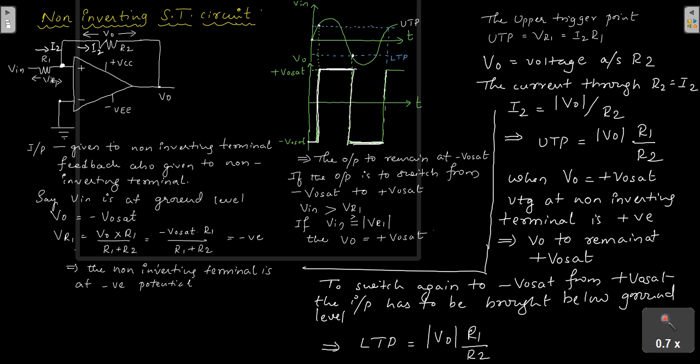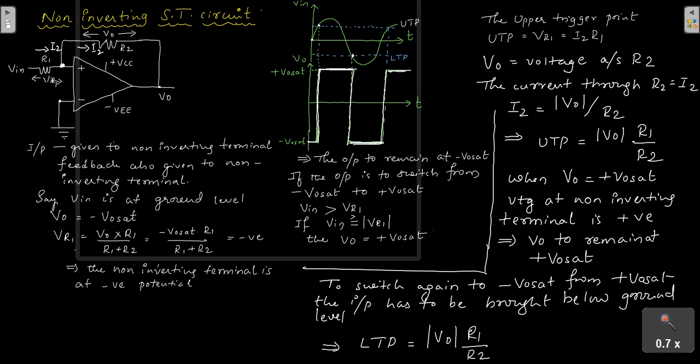Then if at all you want to bring it to plus V naught sat, then again you have to increase the input above the upper threshold voltage. So between the upper trigger voltage and lower trigger voltage, the output will keep switching between plus V naught sat and minus V naught sat. So this is how you have the working of a non-inverting Schmitt trigger circuit, right?